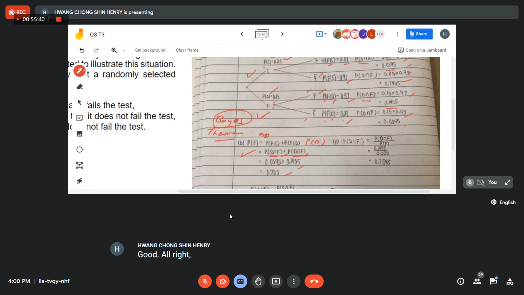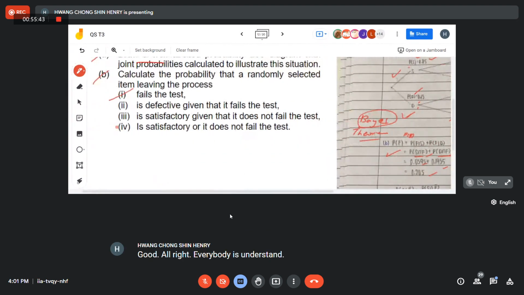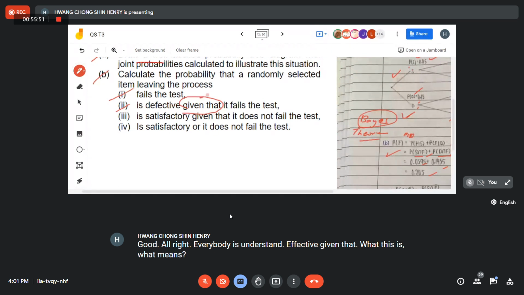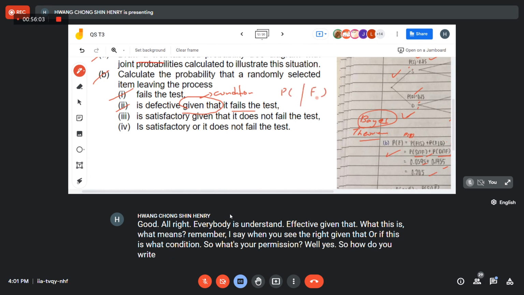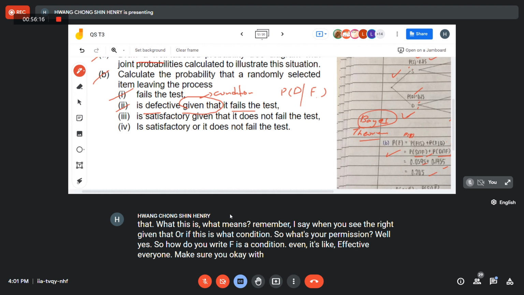Good. All right. Everybody understand? Effective given that, what does this mean? Remember I said when you see the words "given that" or "if", this is the condition. So what's your condition? Fail the test. So how do you write it? F is your condition. And your event is what? Effective. Everyone, make sure you are okay with the symbol.